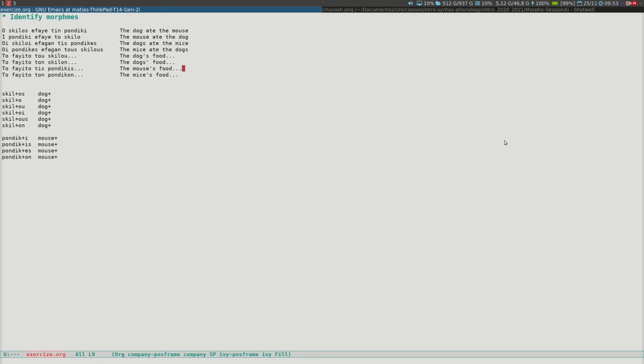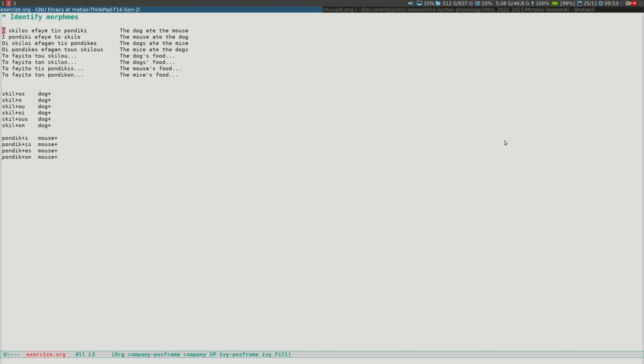The exercise consists of finding the morphemes in the original text. So I've gotten us started here with identifying the forms and the lexeme. So how would one go about this?